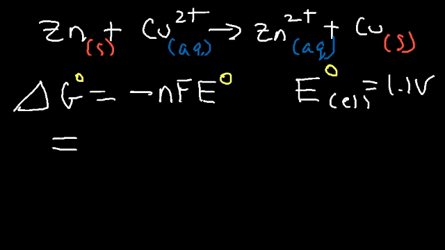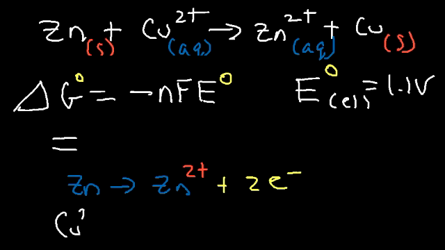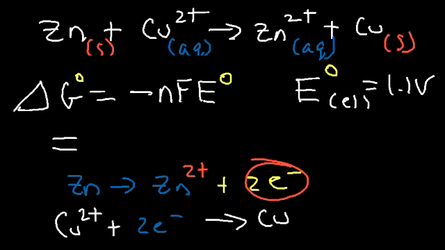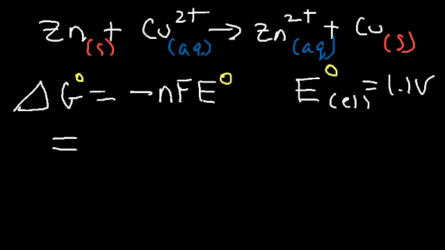Now, N is the number of electrons in the balanced reaction. Keep in mind, in the half reaction, zinc converted into zinc 2 plus by dishing out 2 electrons. And the same is true for copper. The copper 2 plus ions picked up 2 electrons to turn into copper metal. And so therefore, this is the N value, the number of electrons it takes to balance the 2 half reactions. So N is 2.